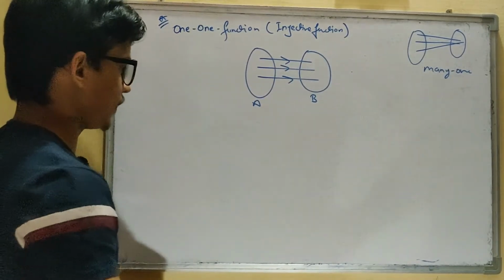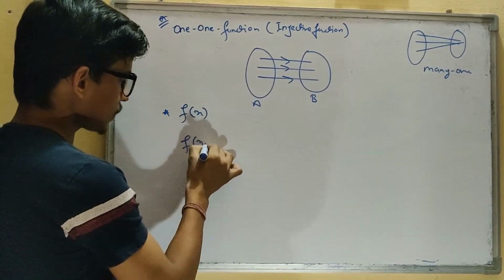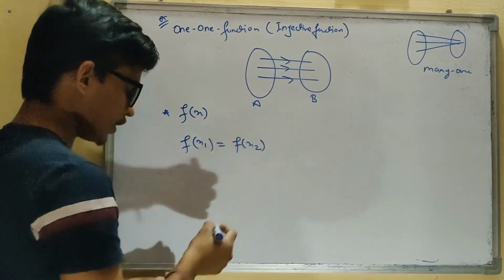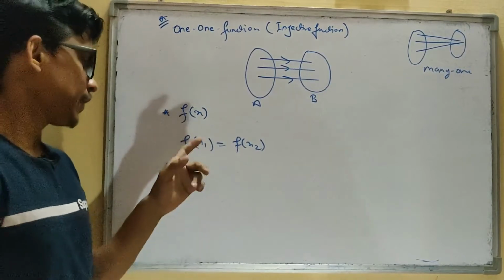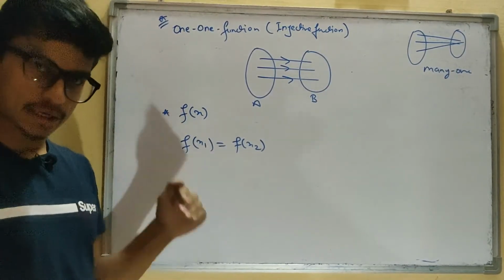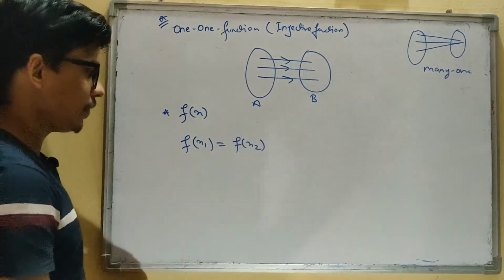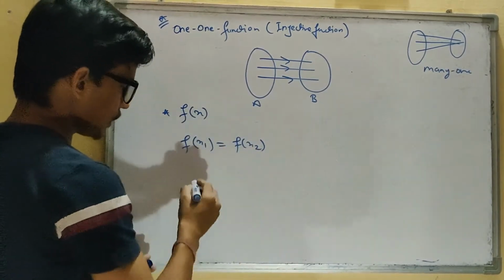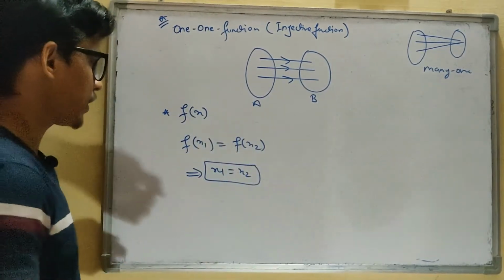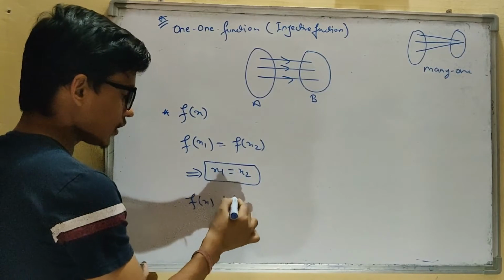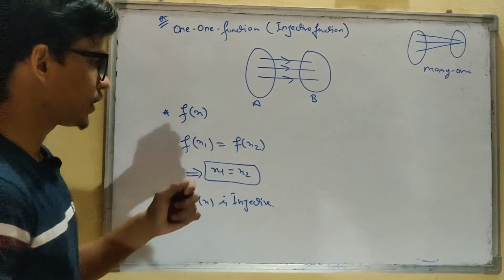So if I have a function f(x), and if f(x1) equals f(x2), where f(x1) means the value of f at x1 and f(x2) the value at x2. If both values are equal, then after simplification this should imply that x1 is equal to x2. If this happens, then we say that the function f(x) is injective.